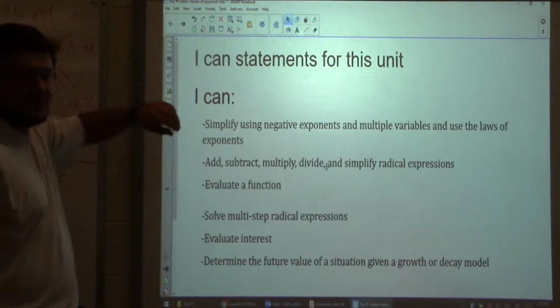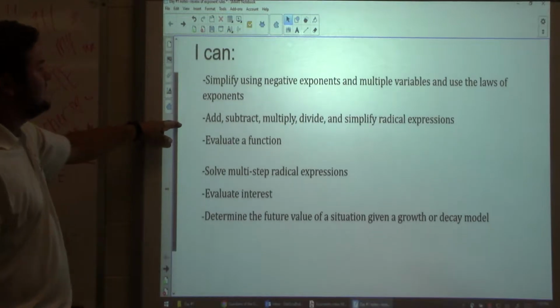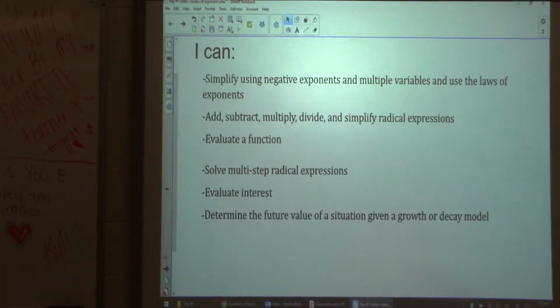Let's go. So, I can statements. Simplify using negative exponents, multiple variables. We're talking about adding, subtracting, multiplying, dividing exponents, evaluating functions, solving multi-step radical equations, evaluating interest. We're going to talk about exponential growth and growth rate, things like that. All stuff we're going to cover in this unit.